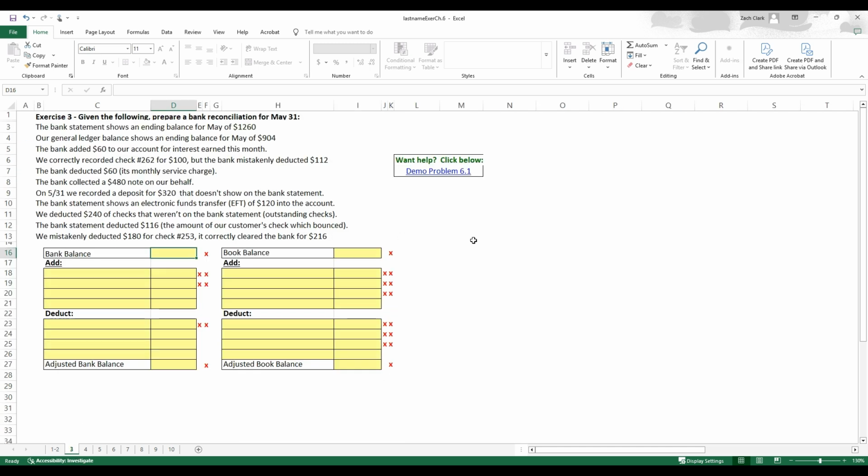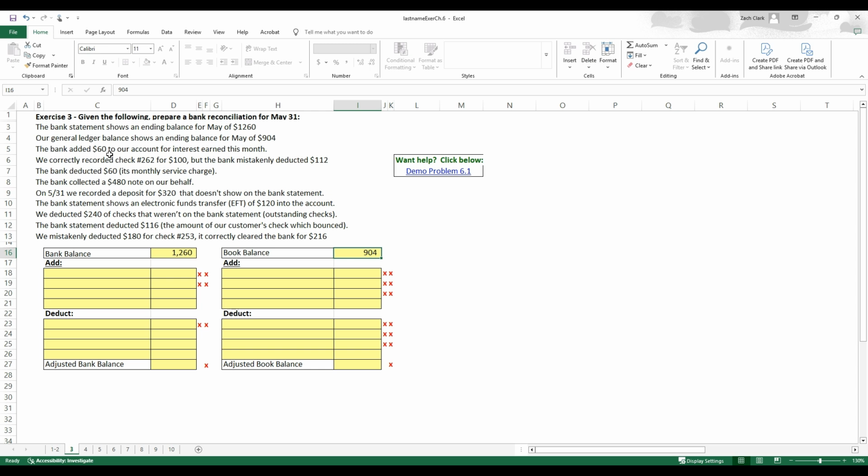So here we have a problem that says as of May 31st, we have a bank statement balance. So we're going to go ahead and put that in. And we have a general ledger balance of 904. And we're going to want to reconcile these amounts, right? We're going to want to understand what is the source of the difference between these two numbers, essentially. So let's look at some of the detail here.